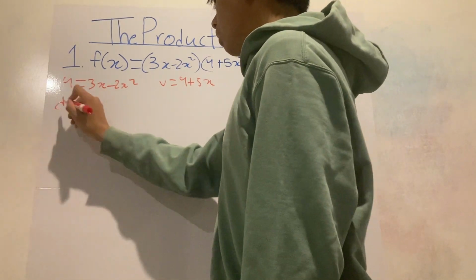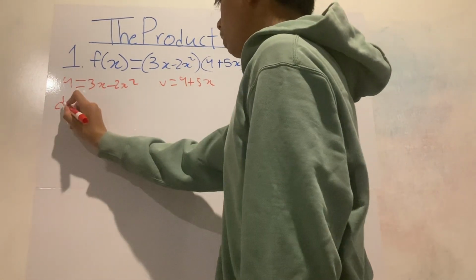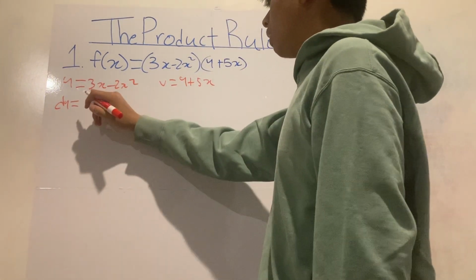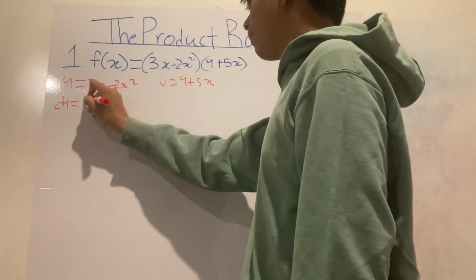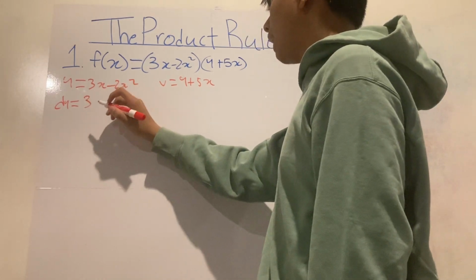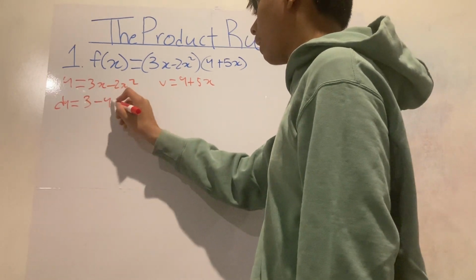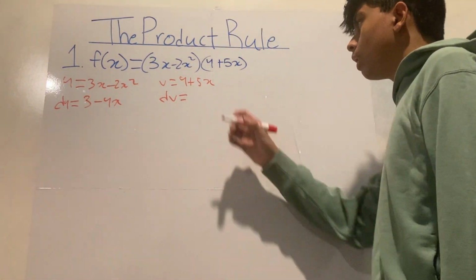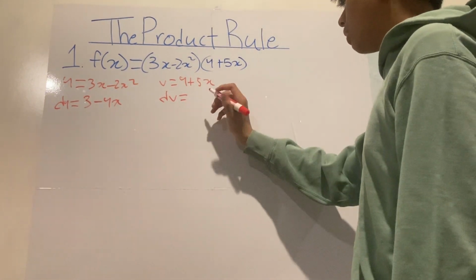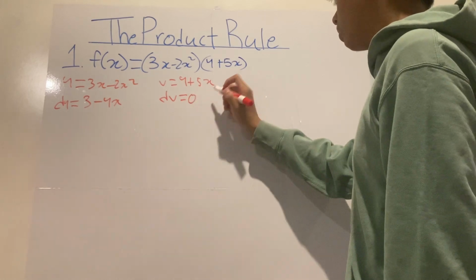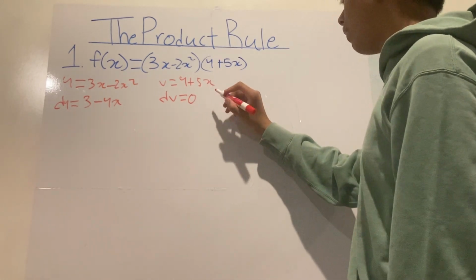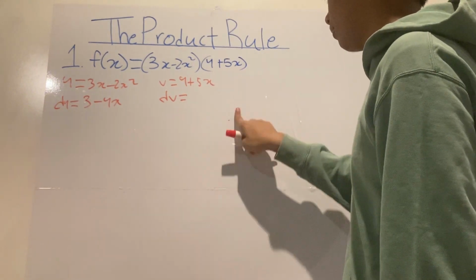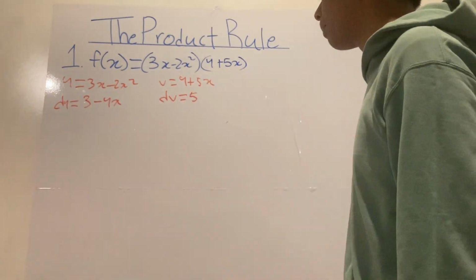du is just the derivative of u, and for the derivative of u, we can just use the power rule. The derivative of 3x is just 3, and the derivative of negative 2x squared is just negative 4x. And the derivative of v, we can also use the power rule. The derivative of 4, which is a constant, is 0, so we don't have to say anything. And then the derivative of 5x is just 5, so you can erase this and just say 5.